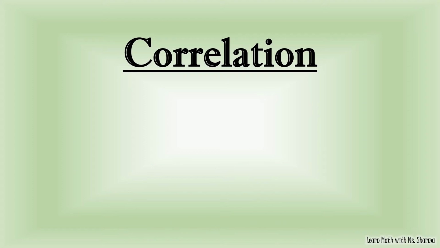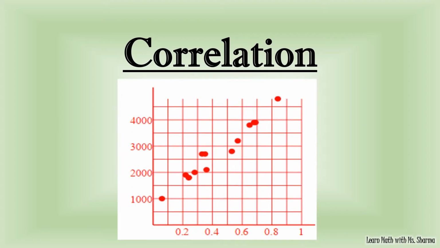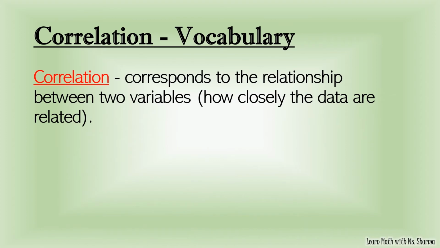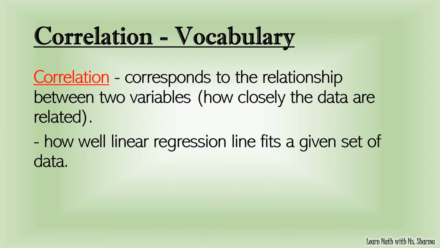In this lesson we are going to cover correlation. Vocab: correlation corresponds to the relationship between two variables, how closely the data are related, and how well a linear regression line fits a given set of data. The linear regression line is the line of best fit.